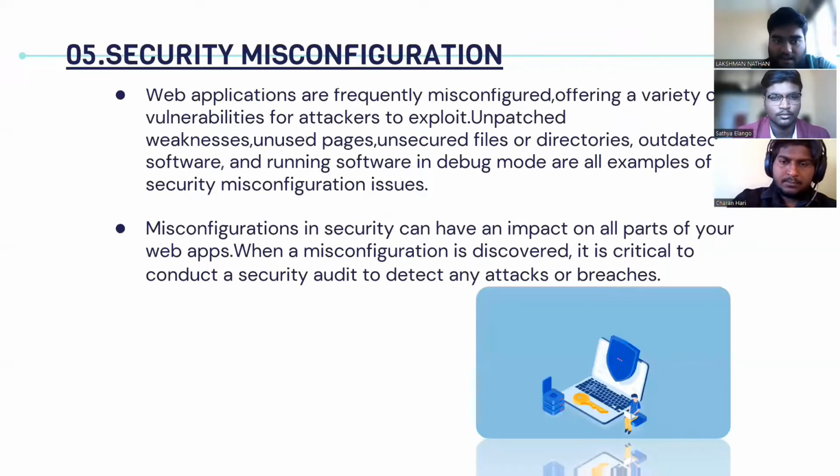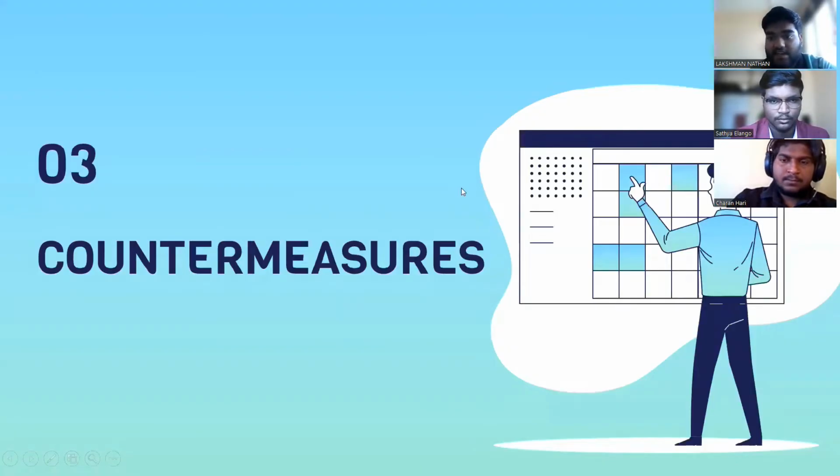Now let's see the last one, security misconfiguration. Web applications are frequently misconfigured, offering a variety of vulnerabilities for attackers to exploit. Unpatched weaknesses, unused pages, unsecure files or directories, outdated software, and running software in debug mode are all examples of security misconfiguration issues. Misconfigurations in security can have an impact on all parts of your web apps. When a misconfiguration is discovered, it is critical to conduct a security audit to detect any attacks or breaches. Now let's see the countermeasure.